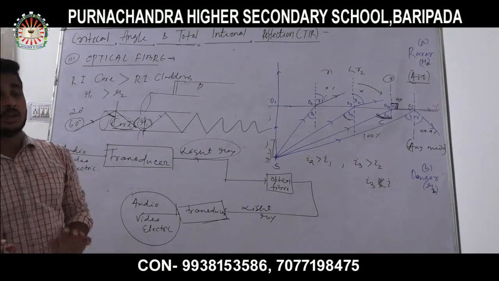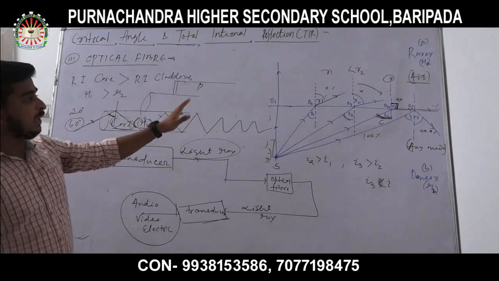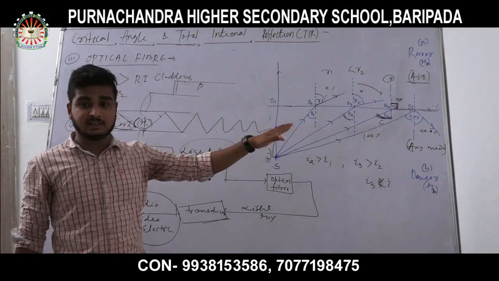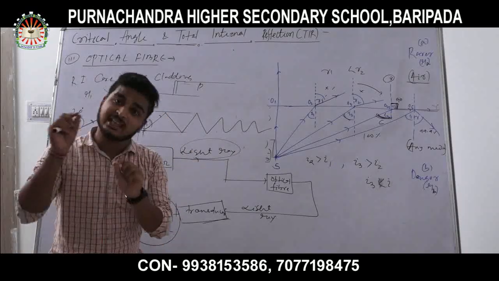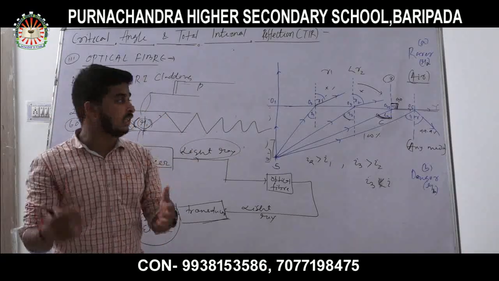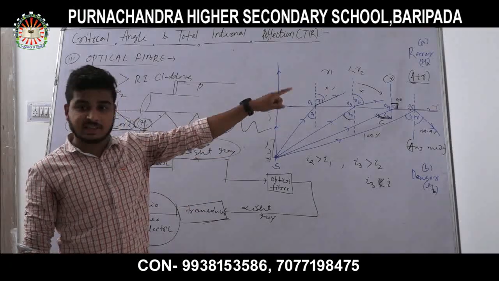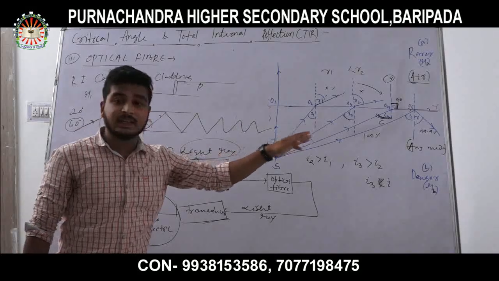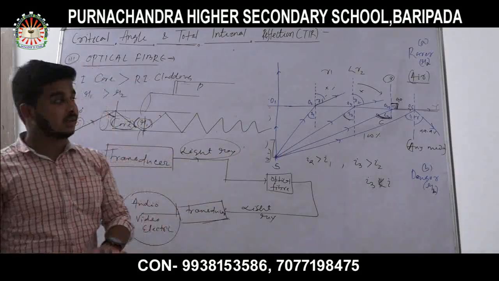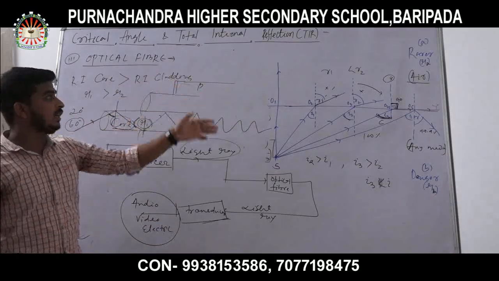Critical angle is an angle of incidence for which the angle of refraction is 90 degrees, and after the critical angle total internal reflection occurs. Okay, this is the idea of critical angle and total internal reflection.